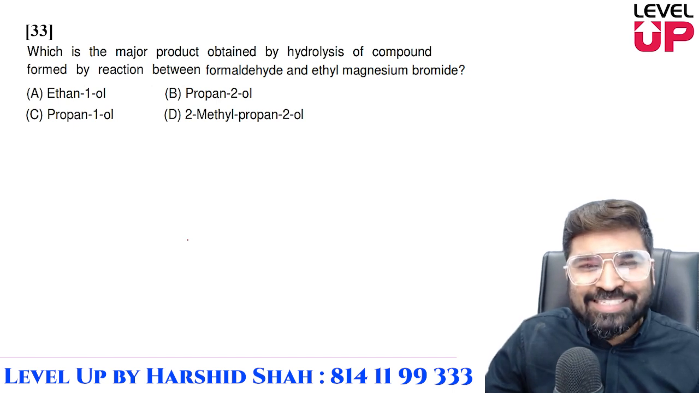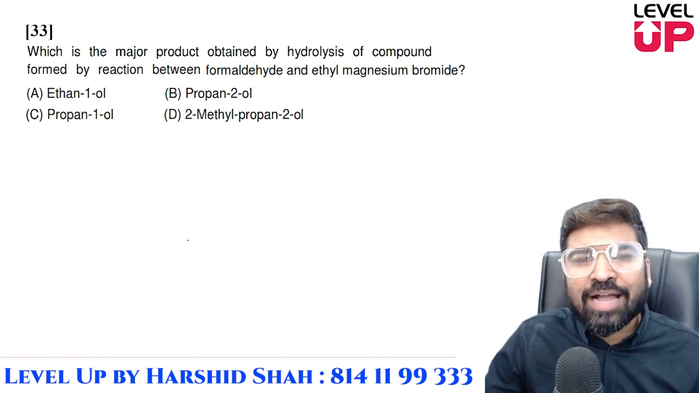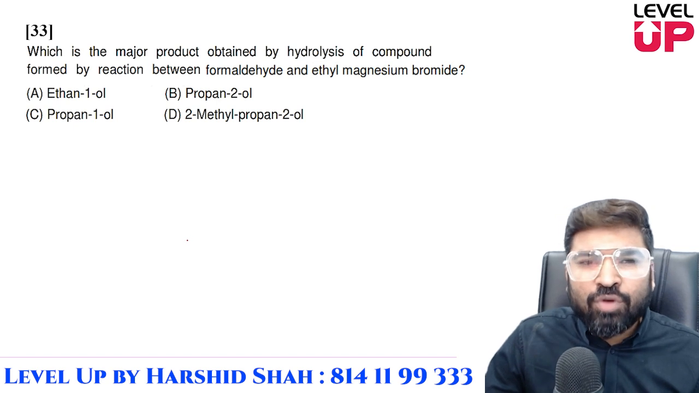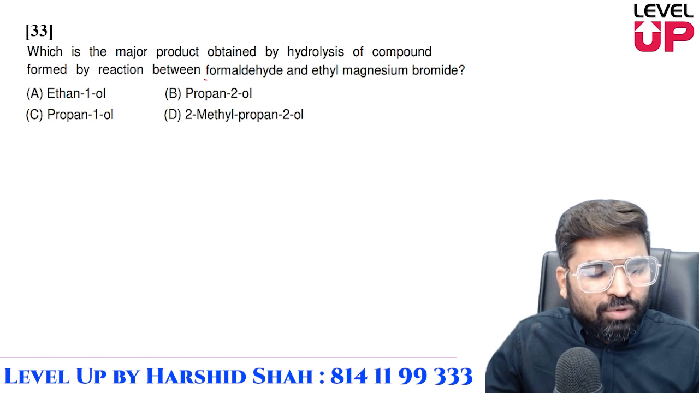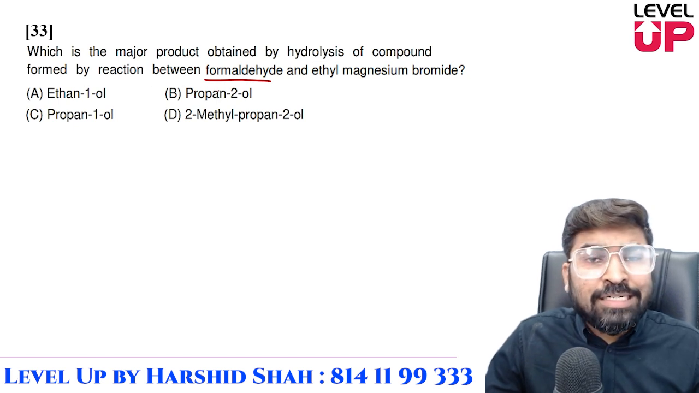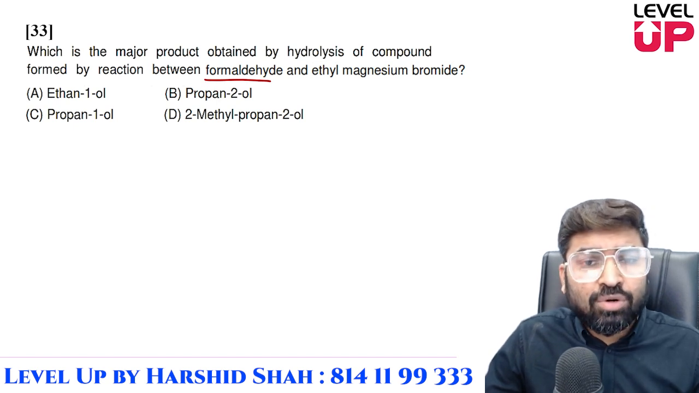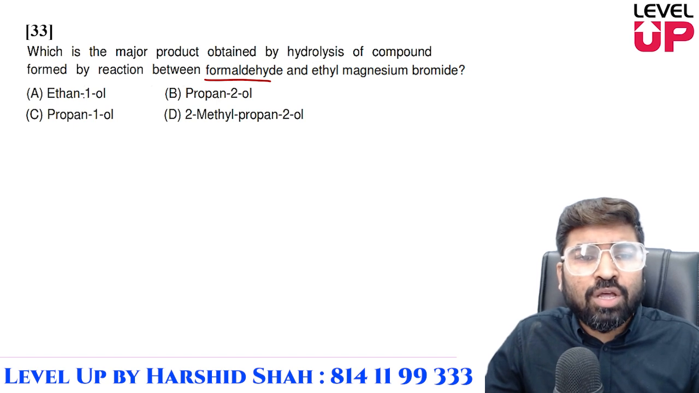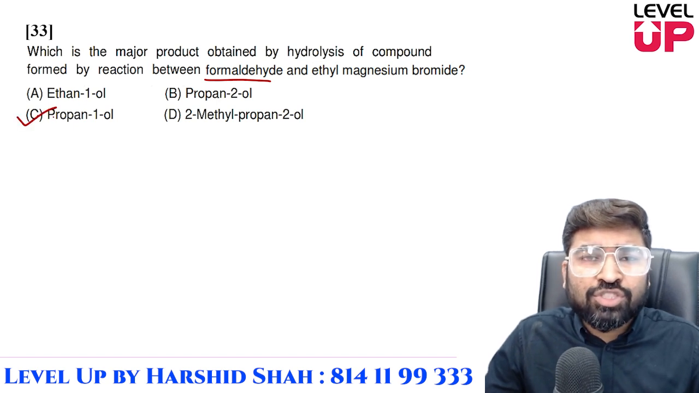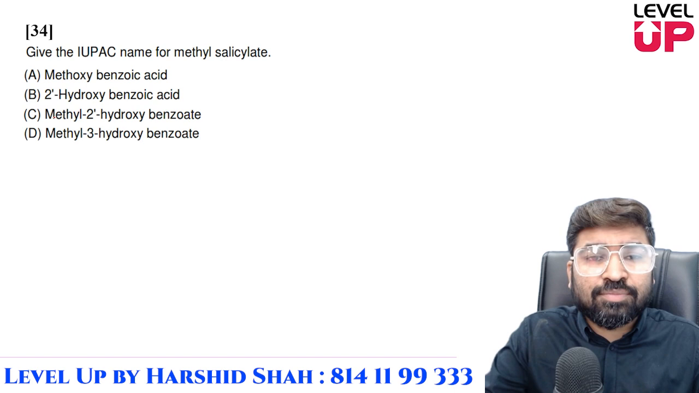Which one is the major product obtained by hydrolysis of the compound formed by a reaction between formaldehyde and ethyl magnesium bromide? If we are using formaldehyde, it is definitely going to give us the primary alcohol with how many carbons? Ethyl plus methyl, मतलब कि total 3 carbons. So propane-1-ol will be your answer. Option C will be your answer.